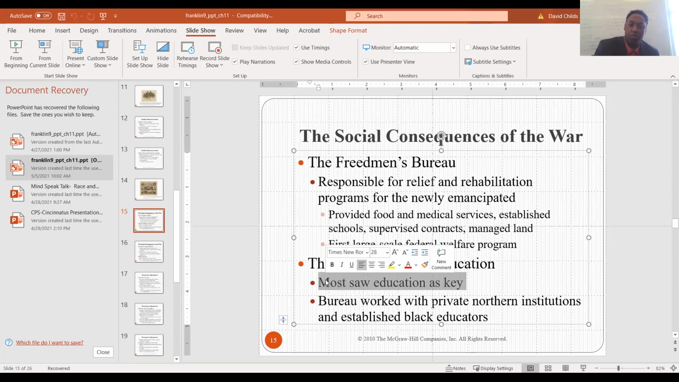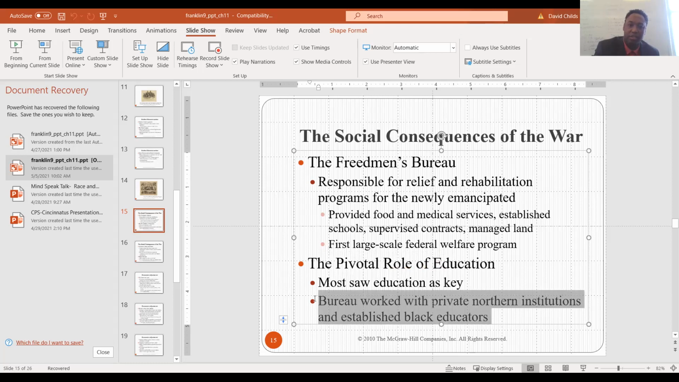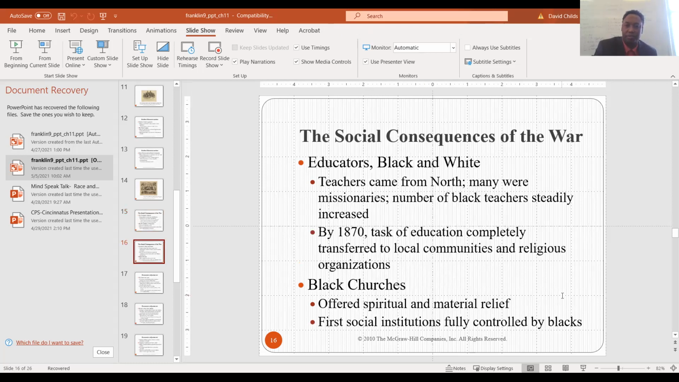The Freedmen's Bureau worked with private Northern organizations and established Black educators. Educators, Black and white, teachers came from the North. I got ahead of myself. Many were missionaries. The number of Black teachers steadily increased. You also had a lot of Black teachers way back in the 1860s and 1870s that came from the North to teach the slaves. So again, that whole tradition of Black education, we have a long history of it.